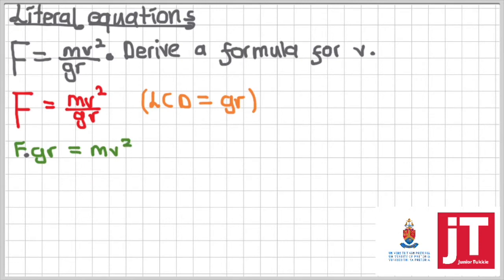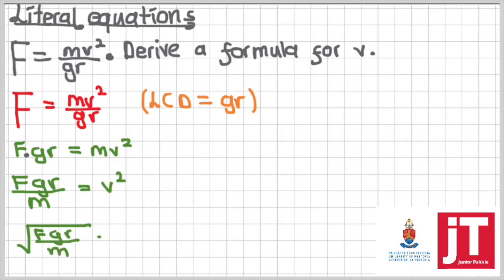To get rid of the m, I have to divide both sides by m, leading to fgr over m is equals to v squared. I'm looking for v and not v squared. That means I have to find the square root on both sides. So if I do that, I'm going to get the square root of fgr over m is equals to v as my final solution.